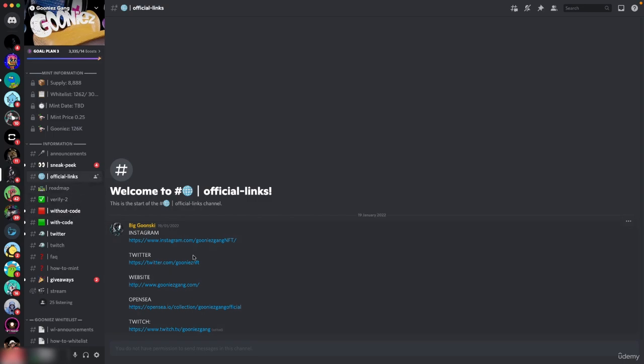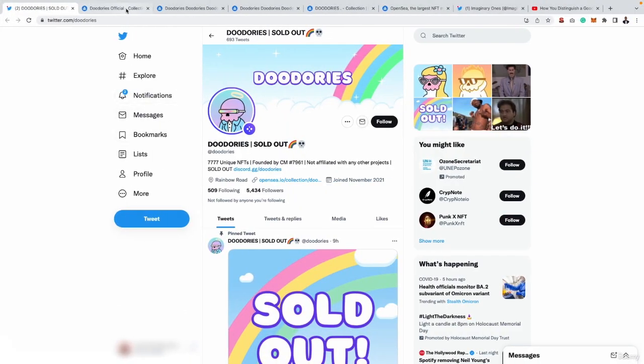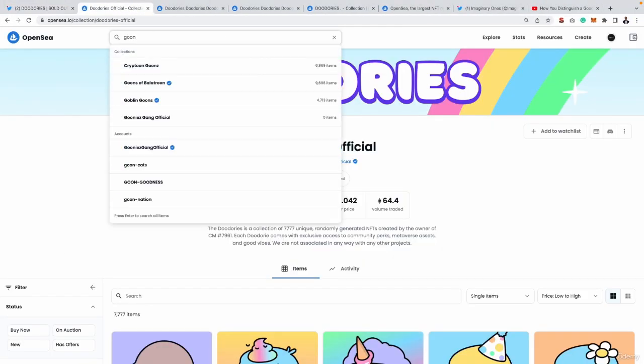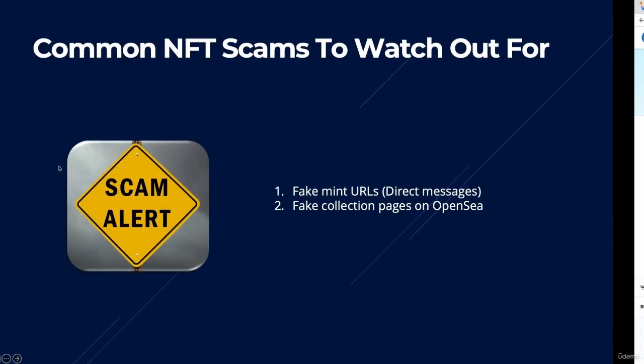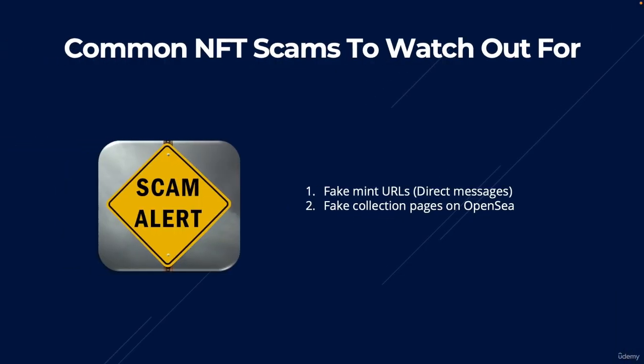For example, if I want to buy one of the NFTs on OpenSea, I've got a link right here. I don't have to go onto OpenSea and then type in Goonies Gang like so, and then figure out which one is a scammer, which one is legitimate. When you use official links, you basically remove any of that guesswork. So that is number 2. Watch out for fake collection pages on OpenSea.